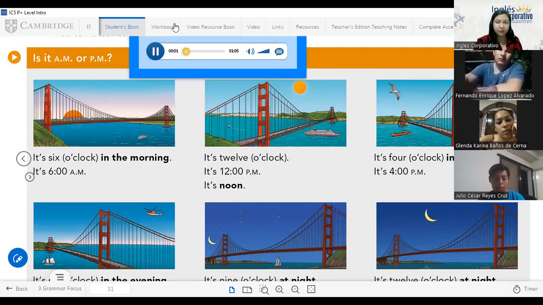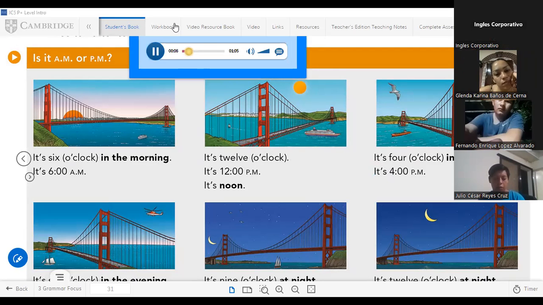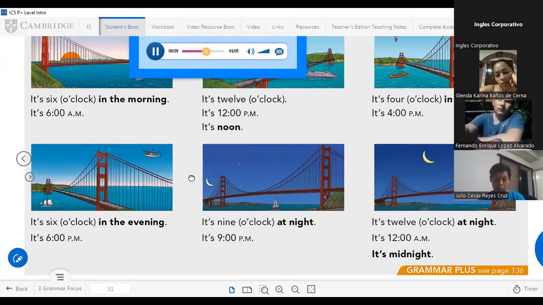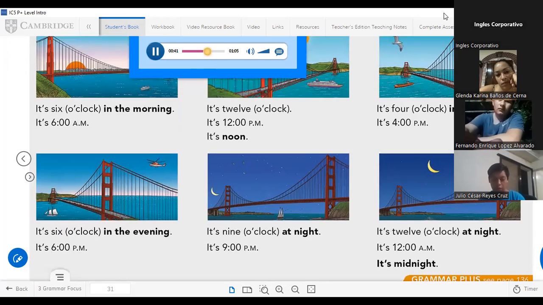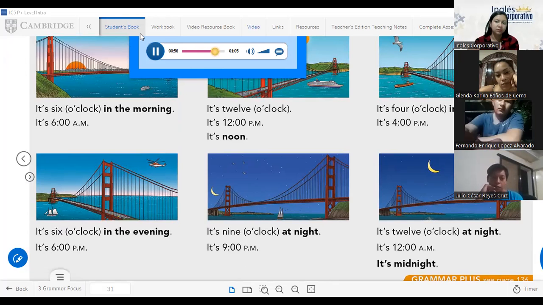Page 31, exercise 3. Grammar focus. Is it AM or PM? It's 6 o'clock in the morning. It's 6 AM. It's 12 o'clock. It's 12 PM. It's noon. It's 4 o'clock in the afternoon. It's 4 PM. It's 6 o'clock in the evening. It's 6 PM. It's 9 o'clock at night. It's 9 PM. It's 12 o'clock at night. It's 12 AM. It's midnight.